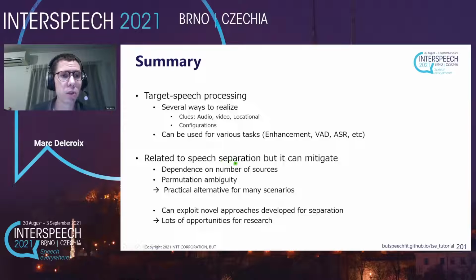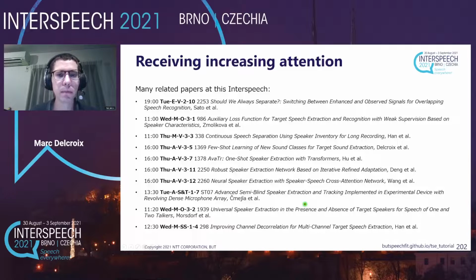Also, because it is related to speech separation and because there is lots of progress, every week there is a new approach for speech separation. So you can actually borrow good results from speech separation in terms of, for example, architecture, loss, or you can name it. And you can borrow these ideas and apply them to target speech extraction. So this offers quite some opportunities for research. I would say that it's a field of research that is receiving increasing attention. We showed that some of the work for deep learning-based target speech extraction started in 2017, and now you have quite some papers in this conference. Here is a list of obviously related papers. There may be more, actually.